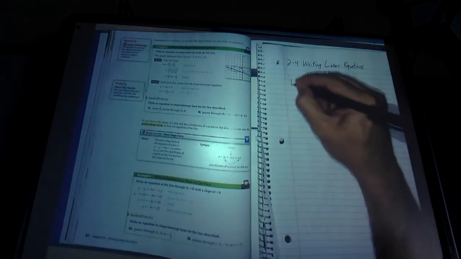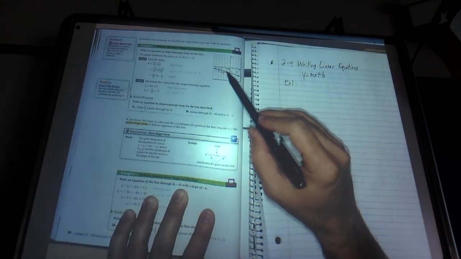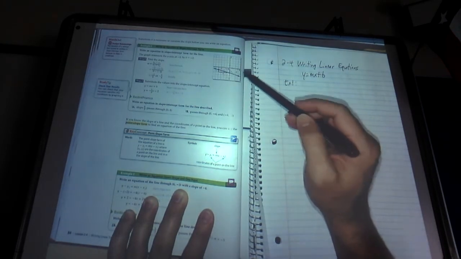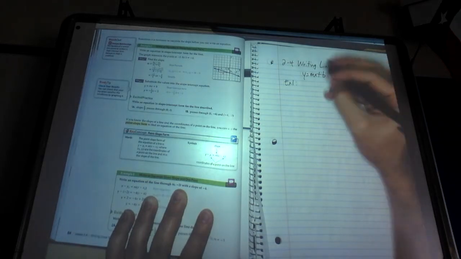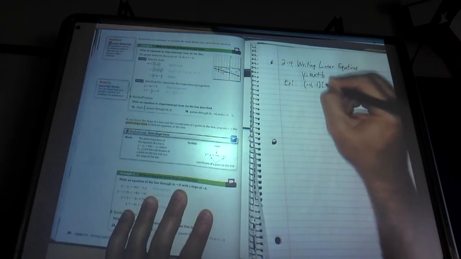It says in example 1 that we are supposed to write an equation in slope-intercept form for this line. They give us the points -4, -1, and 0, -2. Remember, if they don't give you the points, then you're just going to look where the graph intersects the grid. So 2 points on the line are -4, -1, and 0, -2.